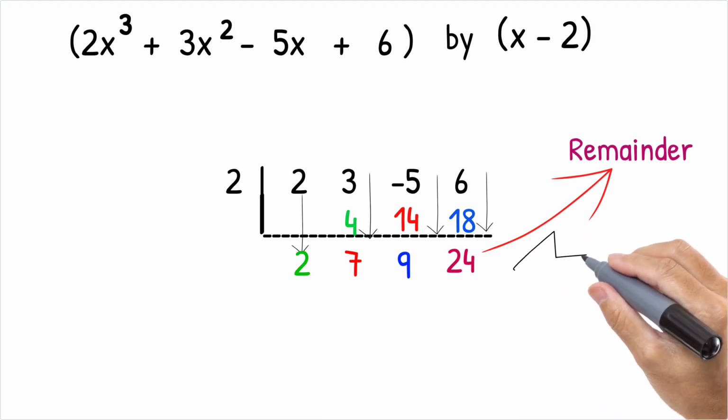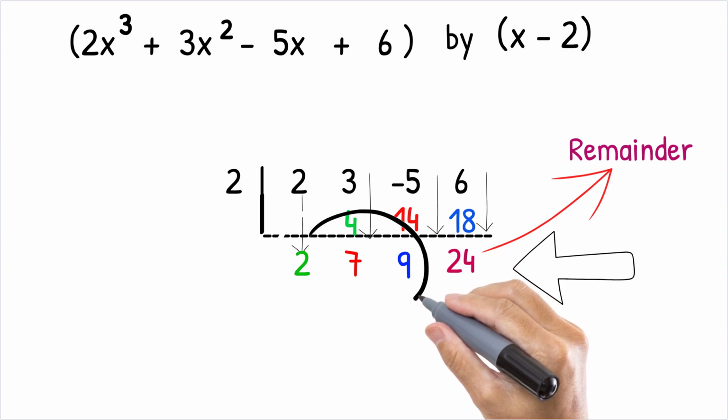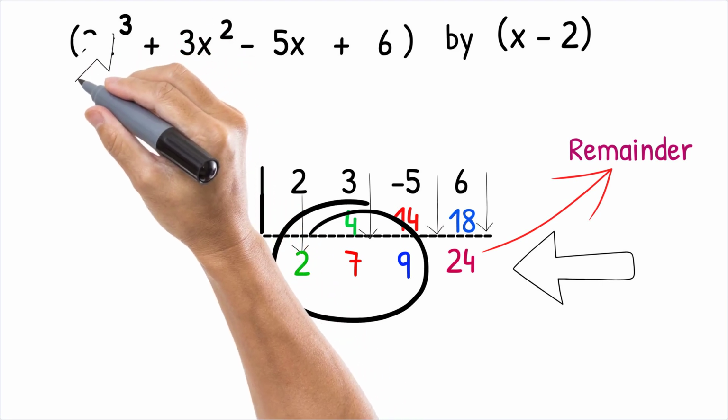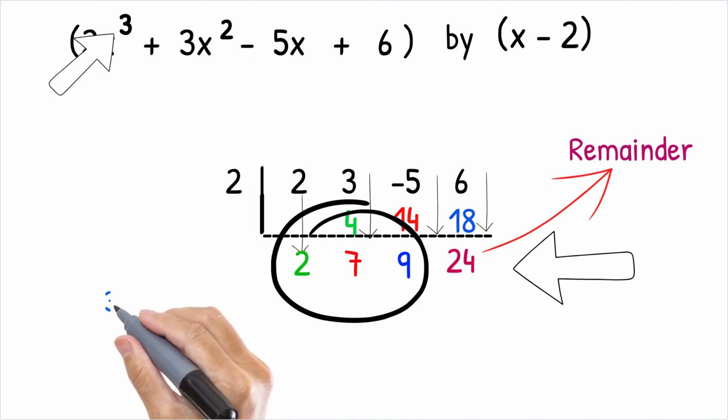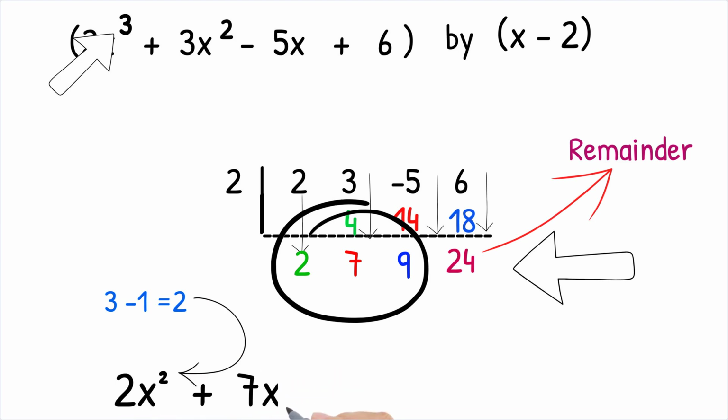Step 4. Write the final quotient. The bottom row except the remainder represents the coefficients of the quotient. Since we started with x cubed, the quotient will be 1 degree lower, that is, an x squared term. Quotient is 2x squared plus 7x plus 9.